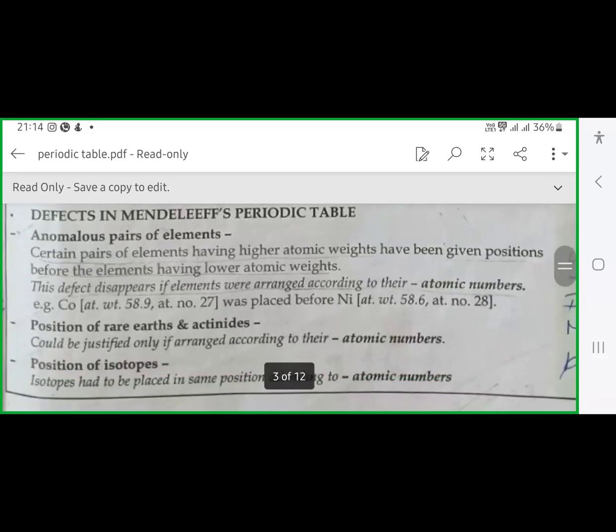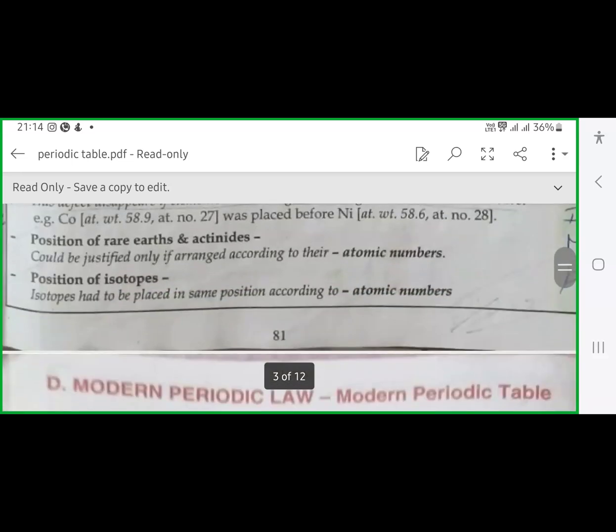Clear? Yes, sir. He put lanthanoids and actinoids not in the main periodic table. He put them below the periodic table in two separate groups, that is lanthanoids and actinoids. Clear? Yes, sir.